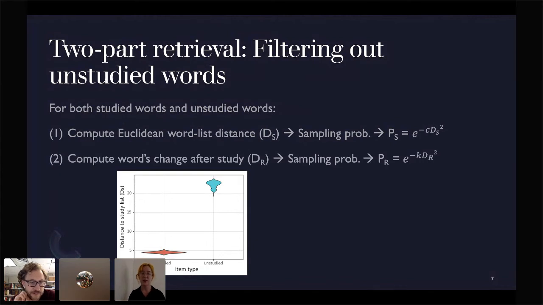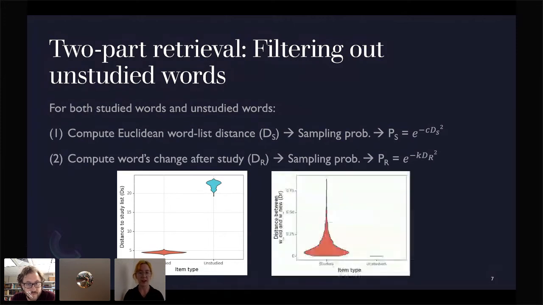We then can compute the word's change after. We'll check the amount of change that the word has in its own representation before and after. This gets at the idea that words that change a lot might end up being more difficult to retrieve. This is also something that we can quantify and turn into a probability, with words that are studied changing to different degrees and words that are unstudied not changing at all. Given those two things, we're just going to multiply those probabilities together for a probability of recall. I'll be plotting the probability of recall based on these measures for all of the subsequent plots.